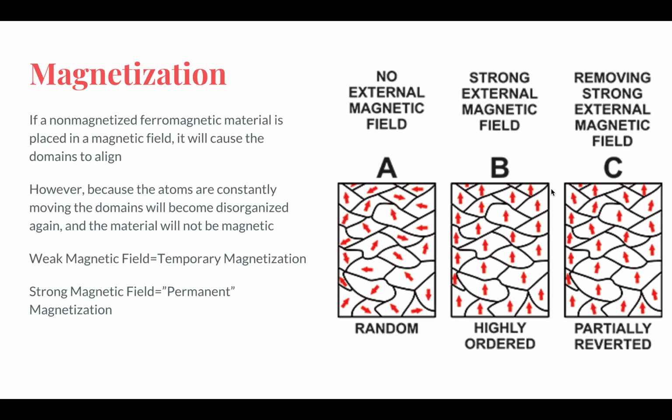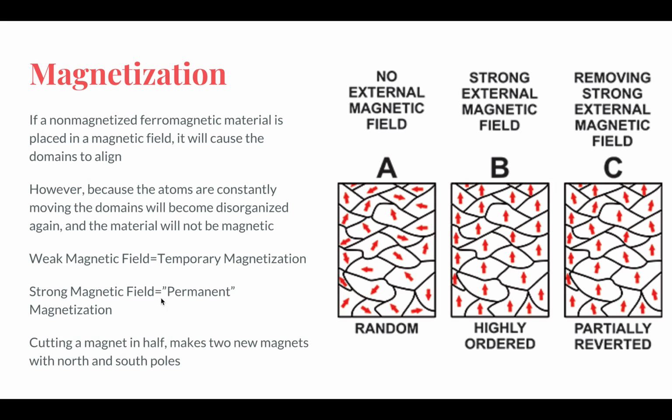Now, permanent magnets are not actually permanent. They will ultimately revert back to being non-magnetic, but they will last for a while. And so it just takes a lot longer. For the sake of argument, we call them permanent magnets.